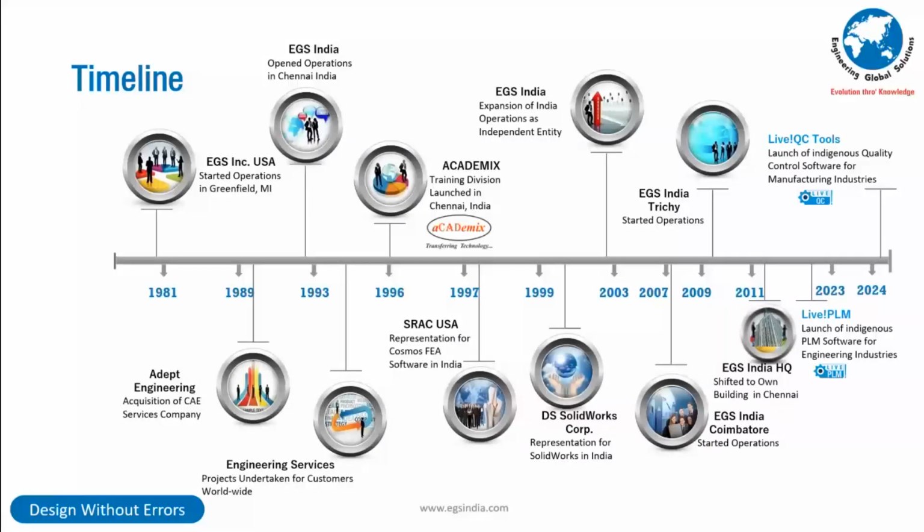We commenced our Coimbatore operations at the beginning of 2007, followed by Trichy operations in 2009. And we became an independent company in 2007. Actually 2003, then ratified in 2007. We shifted to our own headquarters in Chennai in 2011.